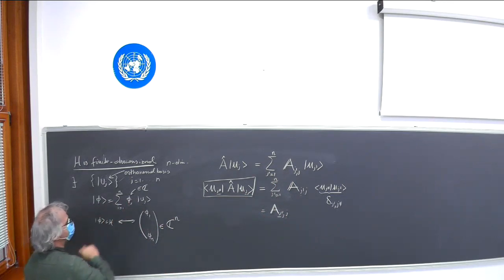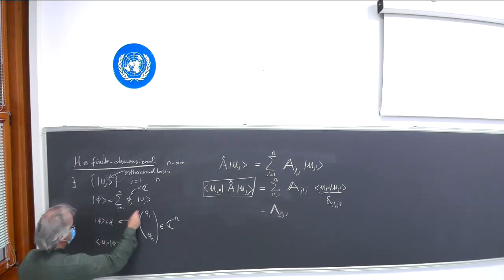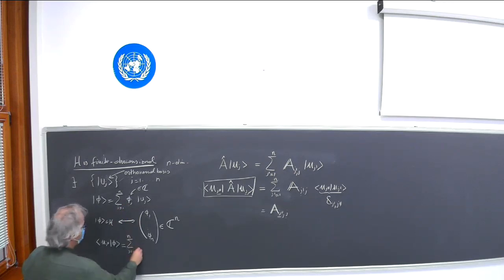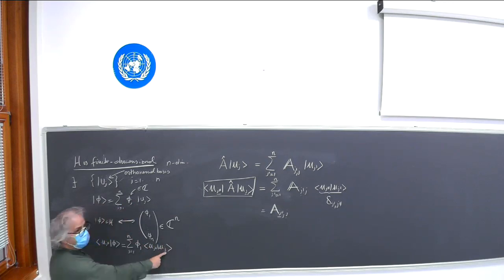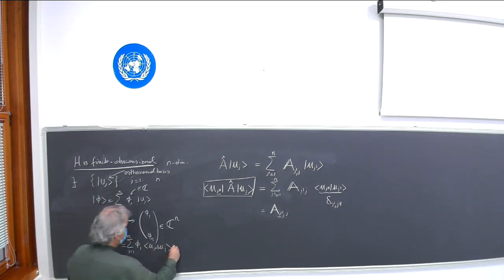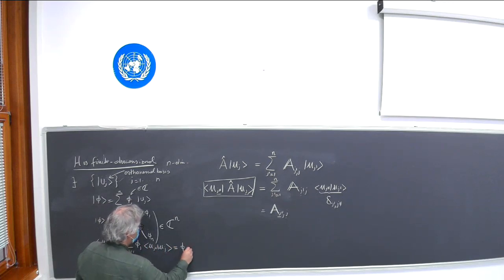Oh, by the way, let's use this trick here. Let's calculate the scalar product with u j second of phi. Then I have the sum over j from 1 to n of phi j, and then I have the scalar product of u j second with u j. This is again a delta. So the result is that this is equal to phi j second.